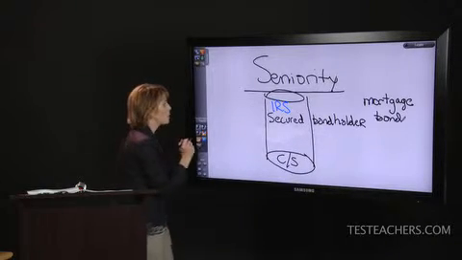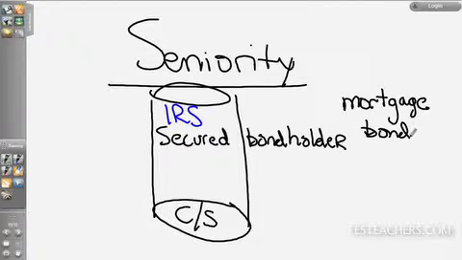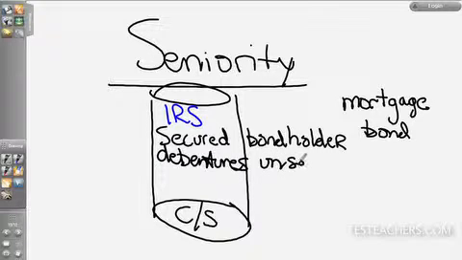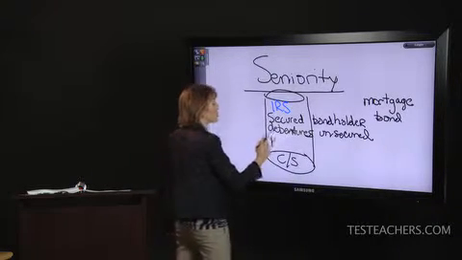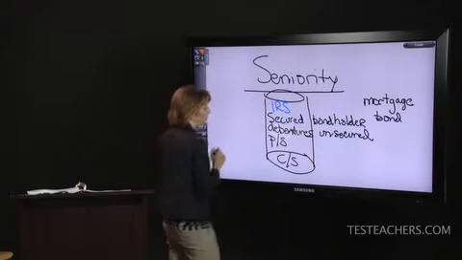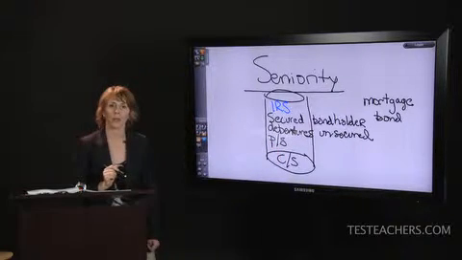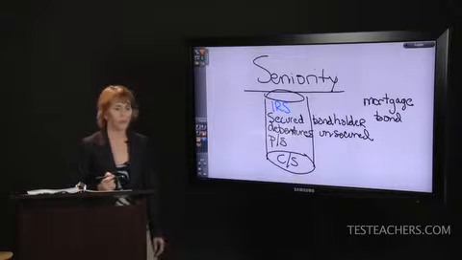So the IRS gets paid first, then secured bondholders, then unsecured bondholders. These are what we call debentures. Debentures are unsecured bonds, not backed by anything but the full faith and credit of the company. So debentures would get paid next. Then preferred stockholders would get paid. And last but not least, if the company went broke, is the common stockholder.